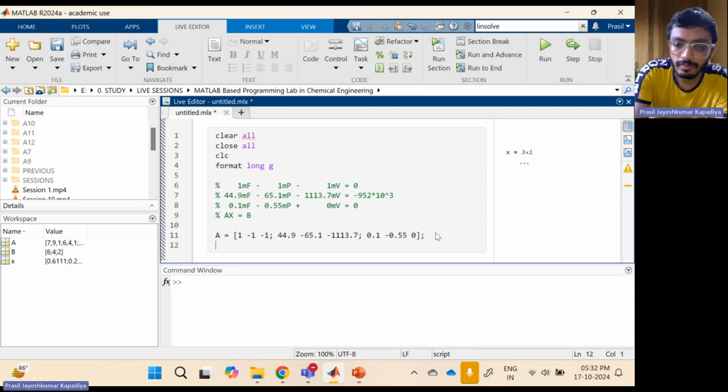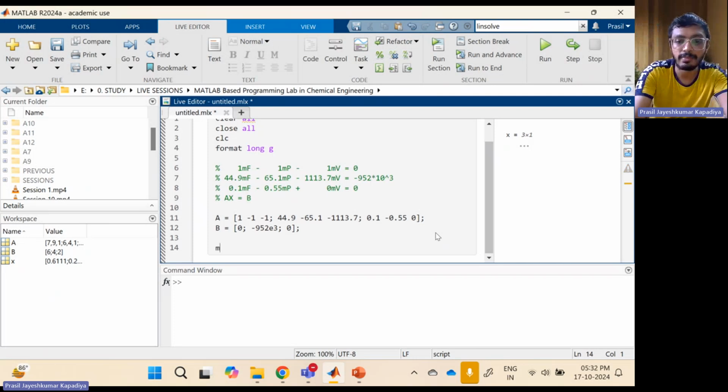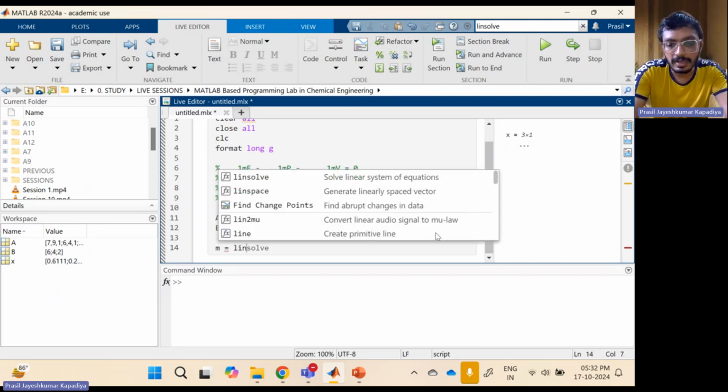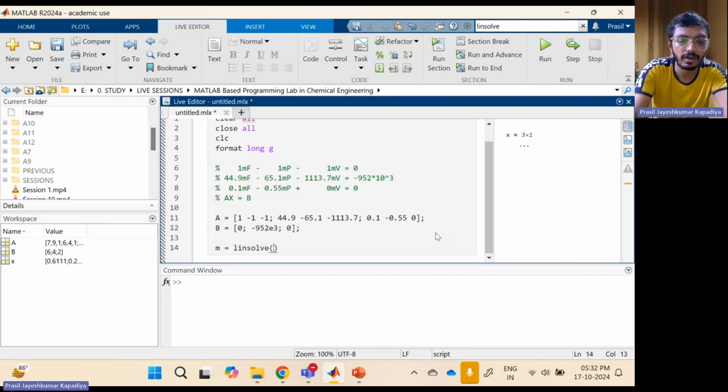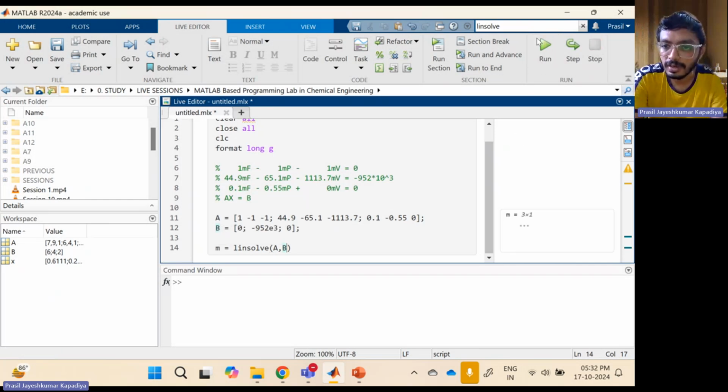Now let's write down matrix B. For matrix B, the first row is 0. Then the second row is minus 952 into 10 raised to 3, so I can write minus 952 E3. Then my third row is 0 again. Correct? So now what I can do is write M is equal to linsolve(A, B). So this will give me the solution.